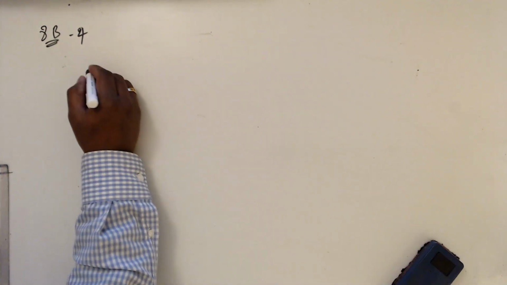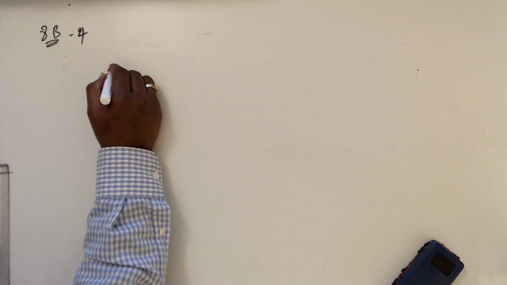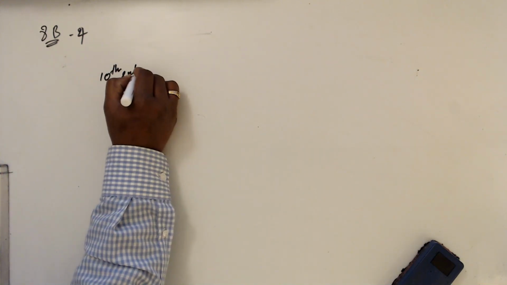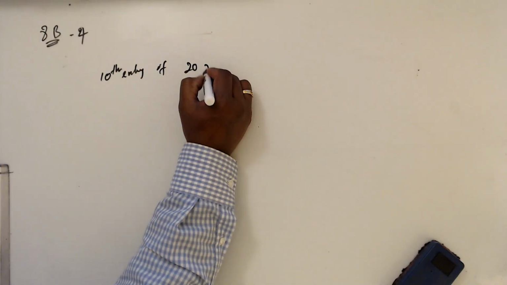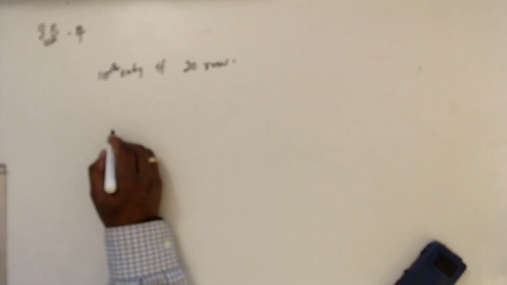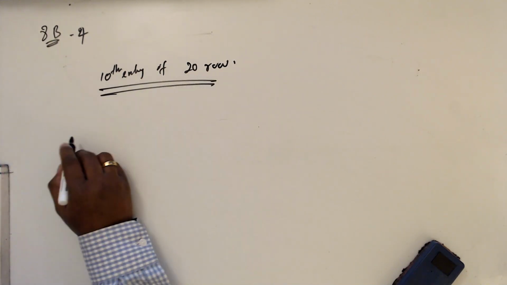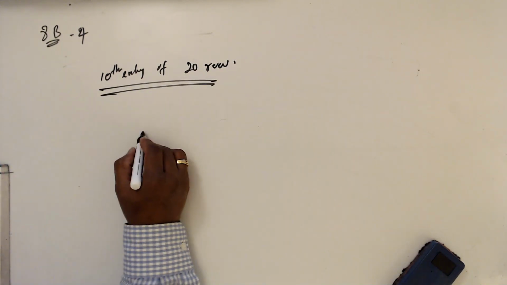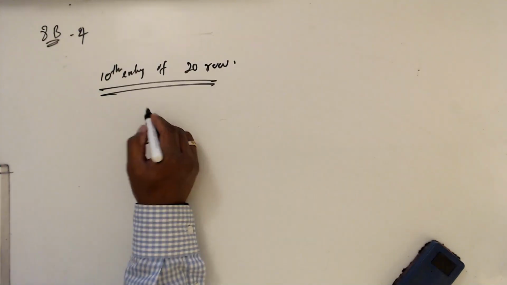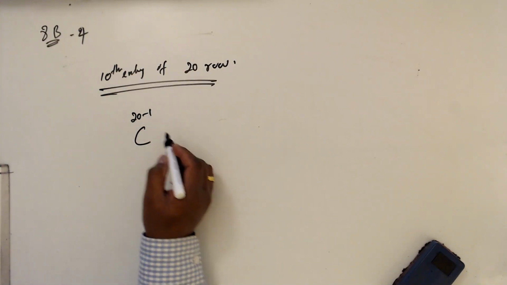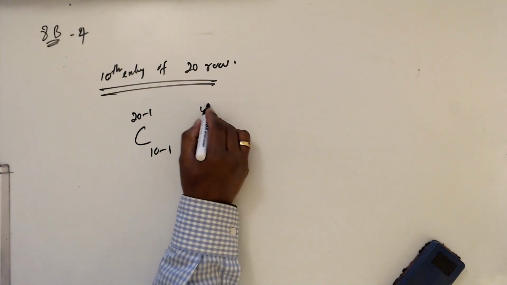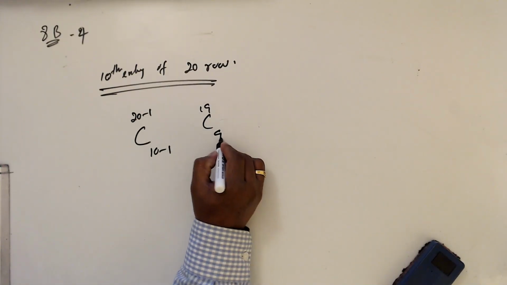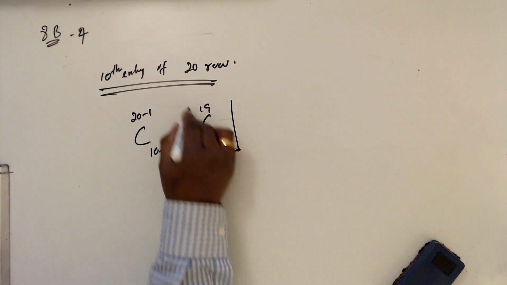If I ask the 10th entry of 20th row, so what is the answer? C, row means the power. So 20 minus 1 and 10th entry means 10 minus 1. So 19C9 is the answer.